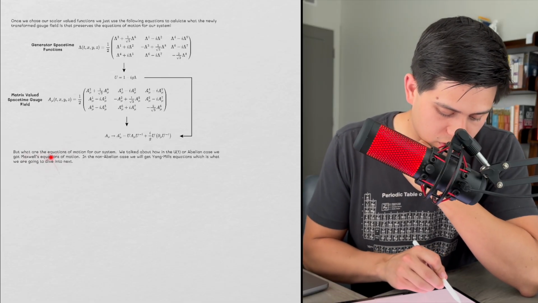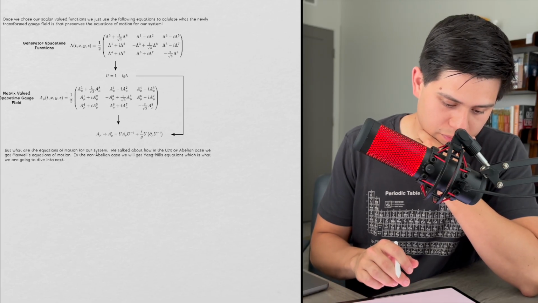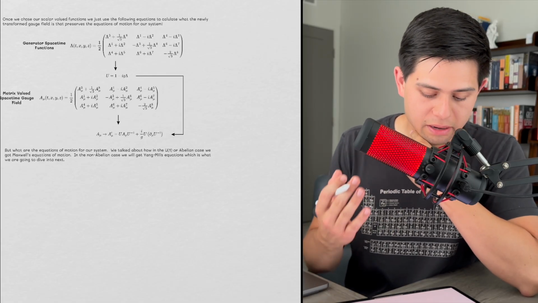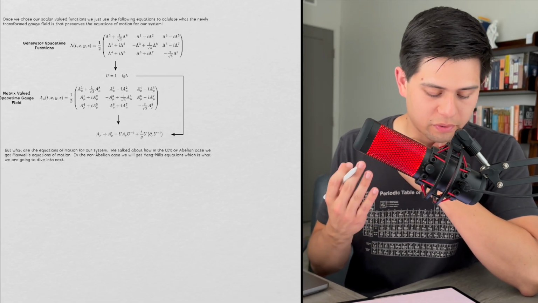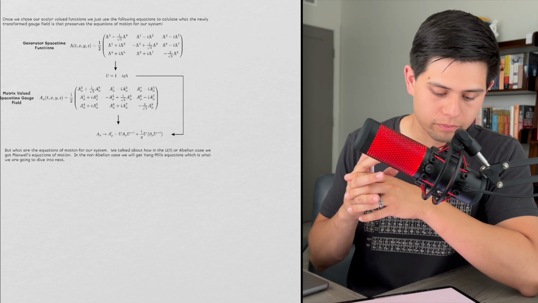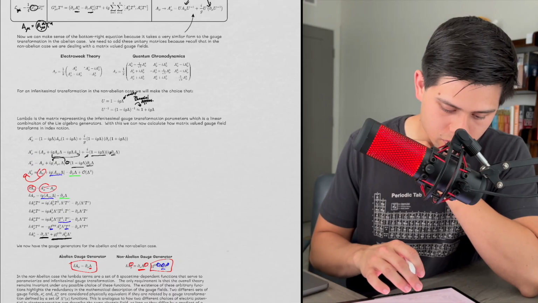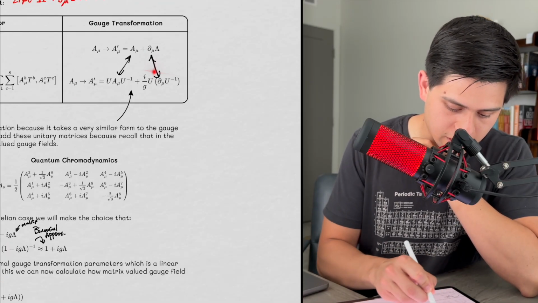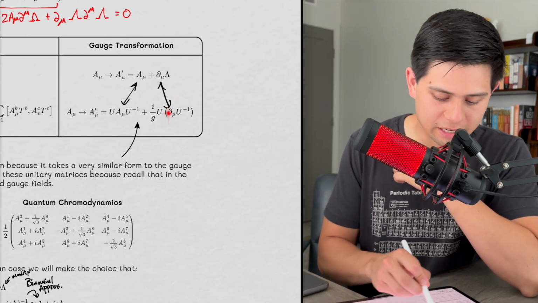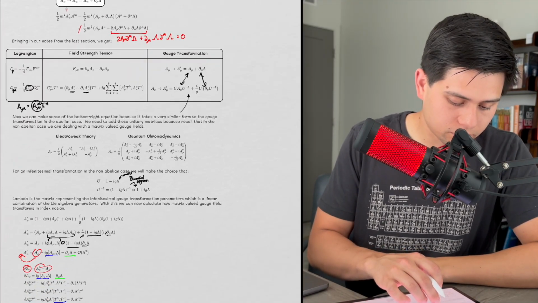But what are the equations of motion for our system now? We talked about how in the U1 or abelian case, we got Maxwell's equations of motion. In the non-abelian case, we're going to get the Yang-Mills equations of motion. And so what we want to do is take a look at the Yang-Mills equations of motion as well. And if I'm feeling spicy, then I will also show how this guy here jives with this. Right now we can just look at it and say they look very similar, so this has to work. I'll think about it.